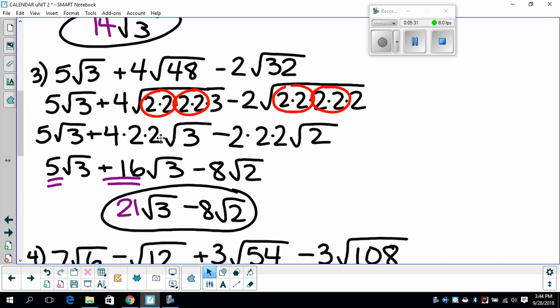Once I multiply my coefficients, I get 16, and then I combine my coefficients to get 21. My radical stays the same. This one, because it has a 2 inside, is unlike the others, so it just comes straight down. So this one was like the second example that we did in the notes.